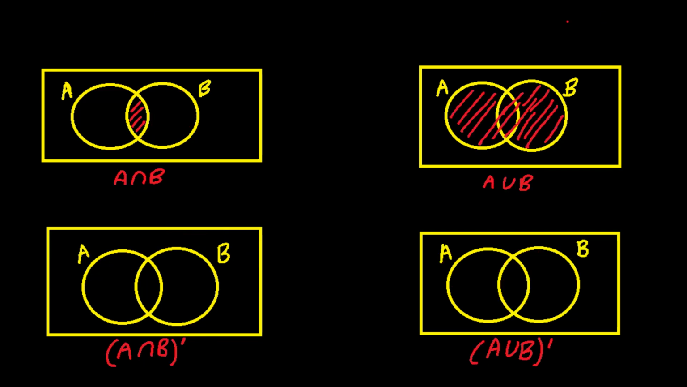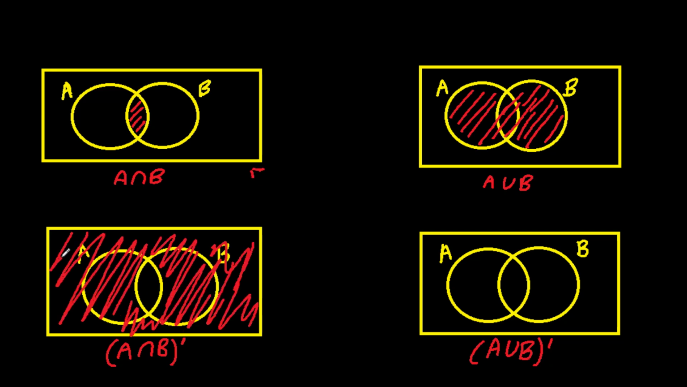In the top Venn diagram, we have drawn A intersect B. What is the complement of A intersect B? So how do we do that? We're going to shade everything except the intersection. So these two are opposites of each other in terms of their shading. On the right side, we have A union B drawn, and now we need to draw the complement of A union B. So we're going to shade everything inside the Venn diagram except the union.